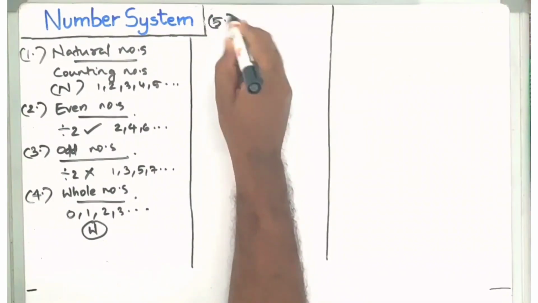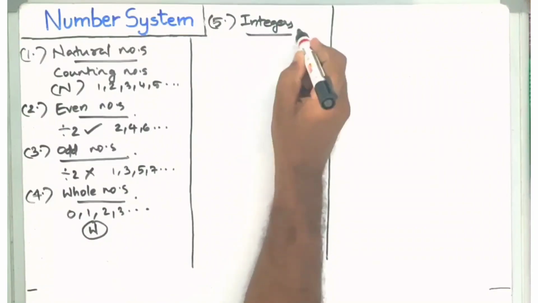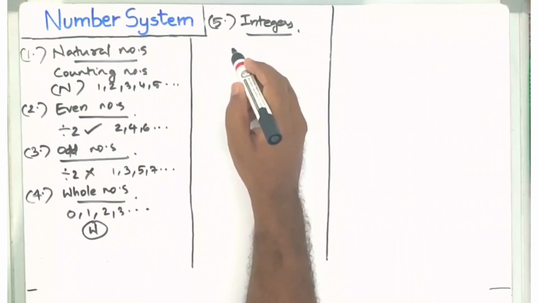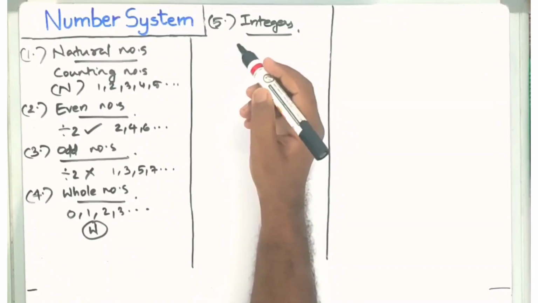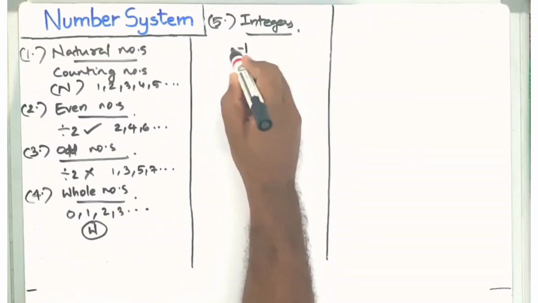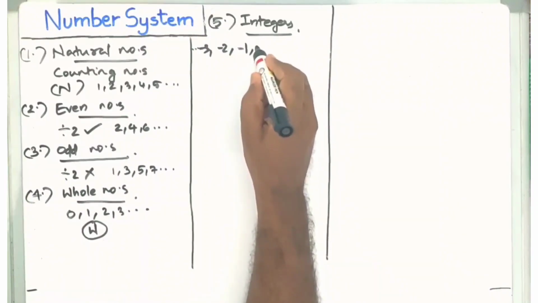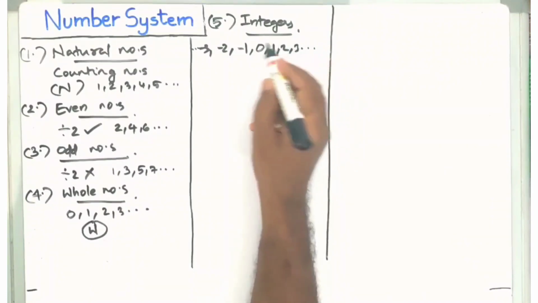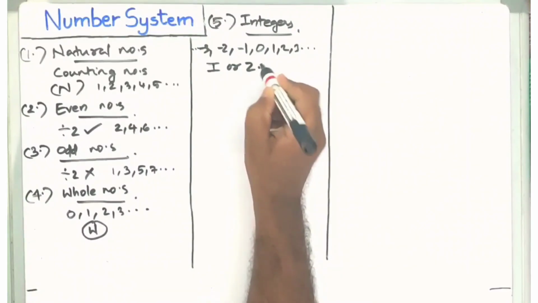Next one is integers. So what are integers? When natural numbers with a negative sign are included in the set of whole numbers, it becomes the set of integers. That means natural numbers with negative signs are -1, -2, -3, etc. These are included with the whole numbers 0, 1, 2, 3, etc. Then this becomes integers and it is denoted by either I or Z.